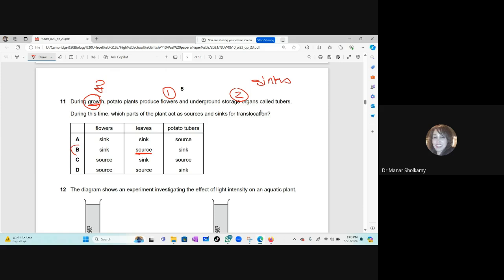Okay? So the flower is a sink and the potato tuber is a sink. Why? Because this is what's being produced during the growth. Are you with me? Yes. Let's read it again. During growth, we're growing. So we are making flowers and we're making storage organs. So we are producing glucose, and this glucose is going to the flower and the storage organ. So the flower and the storage organs are sinks. So the leaf has to be the source. Okay, I will highlight this question.